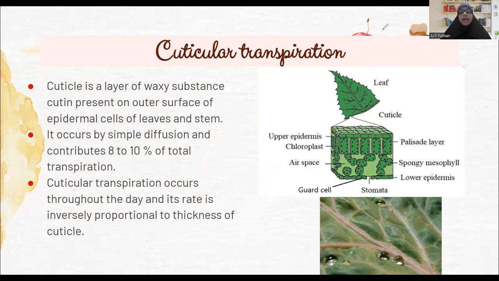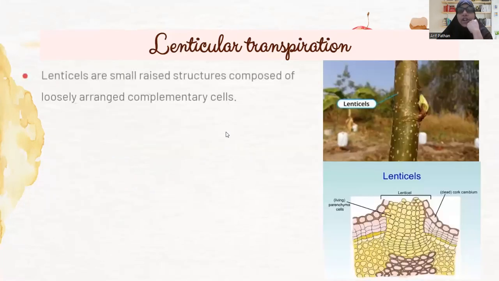Simple to understand now. Okay. Earlier, these new terms and new words made us a bit scared about so many concepts coming ahead, but this is now, I think, simpler to understand. So a waxy layer present on the surface of the leaf is the cuticle. Okay. And finally, the lenticular transpiration.